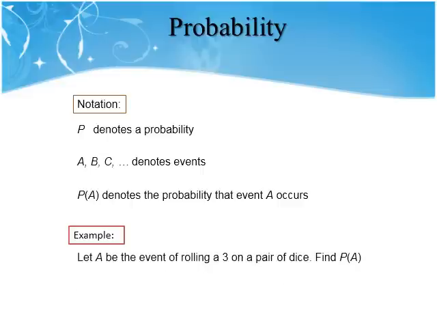As an example of how we use this notation, we might say, let A be the event of rolling a 3 on a pair of dice. Find the probability that A occurs.